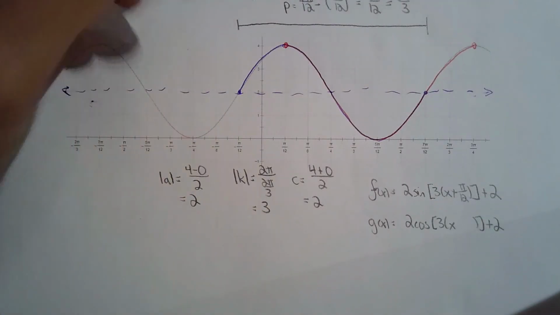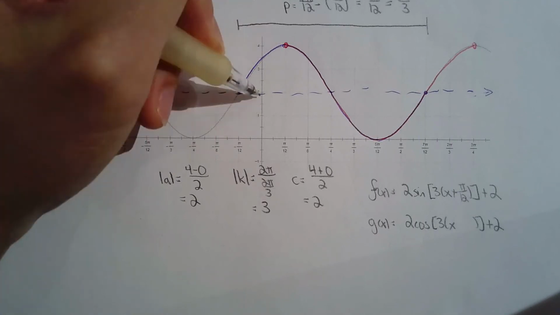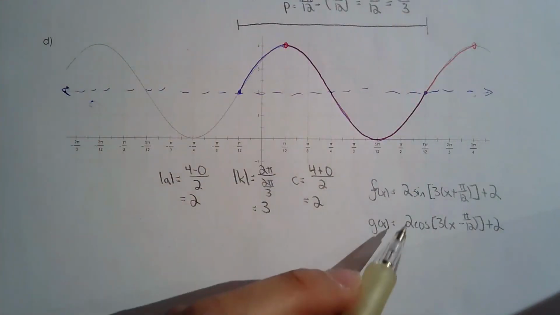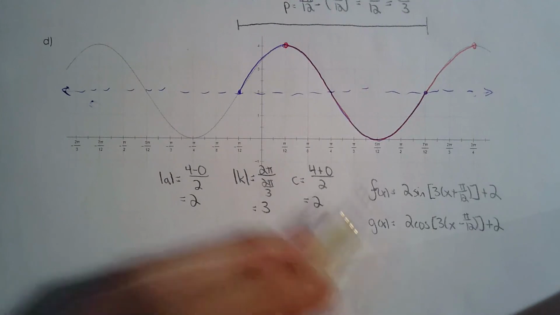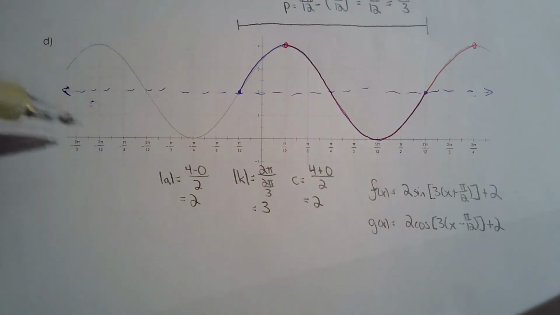So where did I shift? Where did I start? Not on the y-axis. I shifted pi over 12 units to the right. Okay, and should it be positive 2 for A or negative 2? And the answer is positive 2, because I started at a maximum point, which cosine does normally.